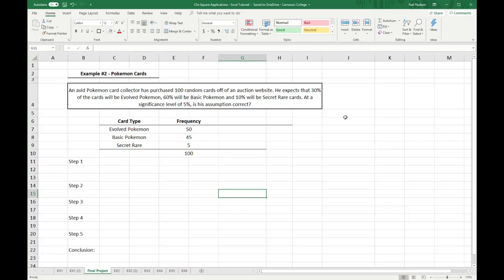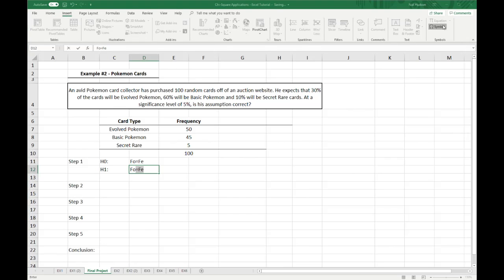So the first thing we're going to do is state our null and alternative. Our null will be, is the observed equal to the expected? And our alternative will be, the observed is not equal to the expected.